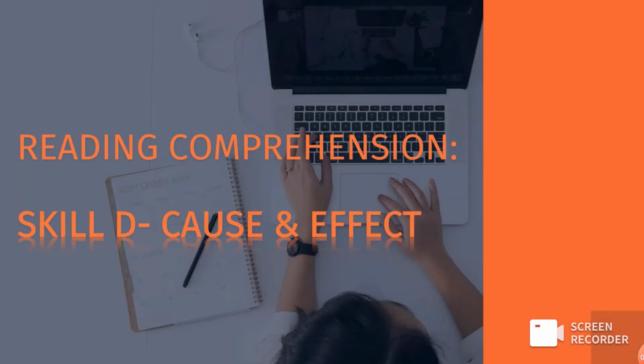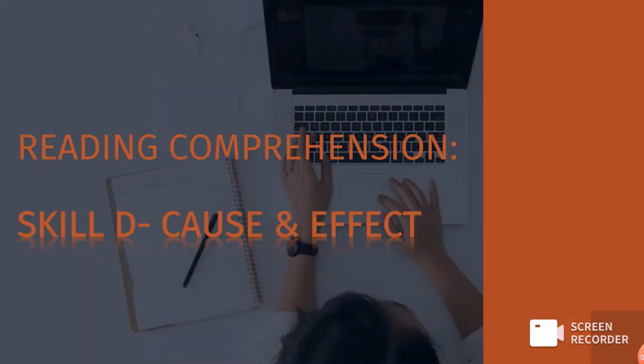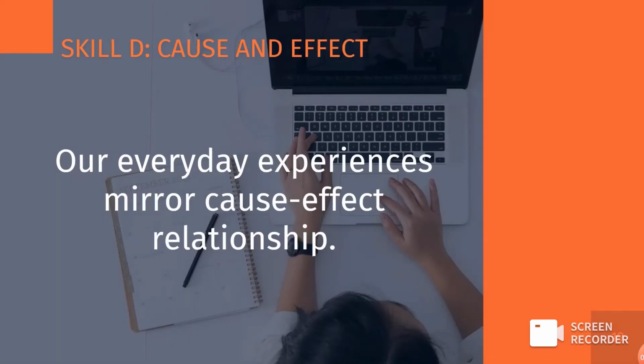Now that's for skill C. Now let's proceed to skill D. We have cause and effect. And I believe this is the last one. Now, skill D, cause and effect. Our everyday experiences mirror cause and effect relationship.